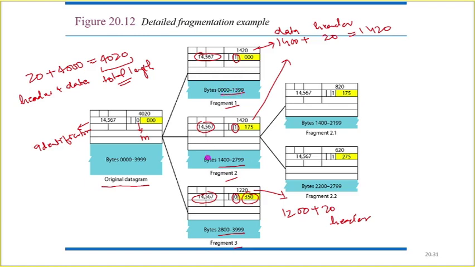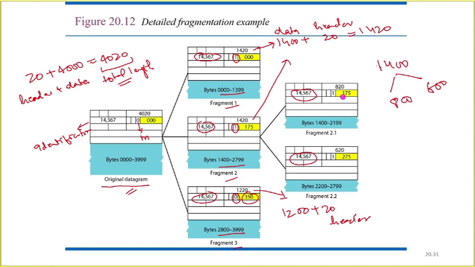Further, fragment 2 is divided into 2 different fragments, fragment 2.1 and 2.2. So this 1400 is divided into 800 bytes and 600 bytes. So 800 data plus 20 header will be the total length. In that case, again, the identification value will be the same as the original datagram.